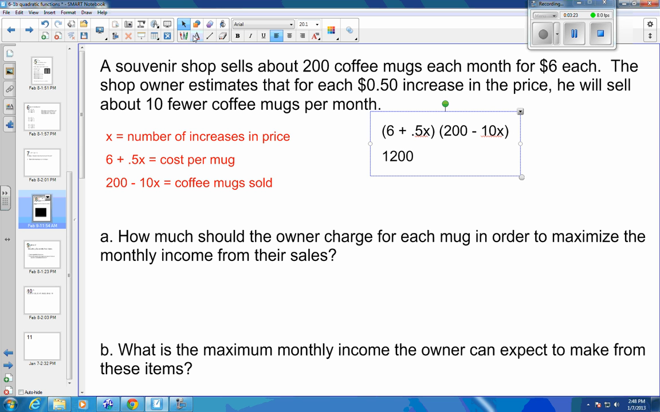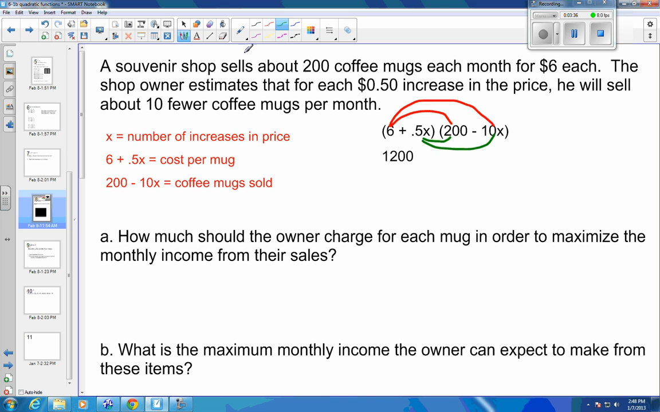Right, FOIL method. So we're going to take the 6 times the 200, and then we're going to take the 6 times the negative 10x. And then we're going to take this 0.5 times the 200 and this 0.5 times the negative 10x. And we get our lovely little crab claw. So anyway, 6 times 200 is 1,200, and then 6 times negative 10x is negative 60x. And then we'll go for the green stuff. And so half of 200 is 100x, and half of 10 is going to be 5x squared.